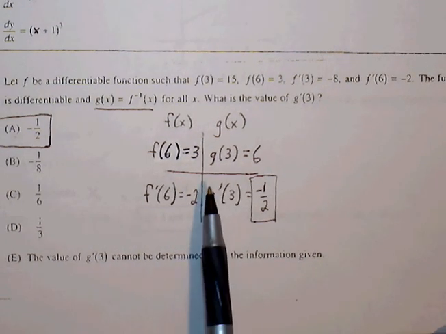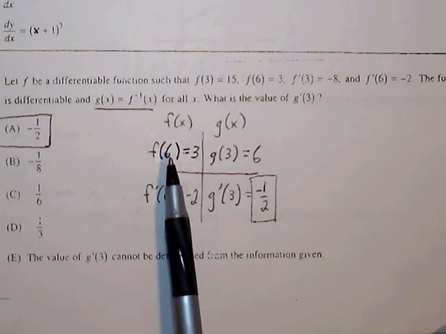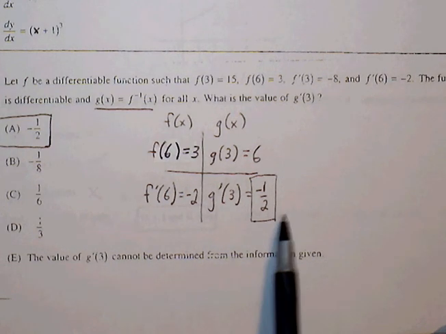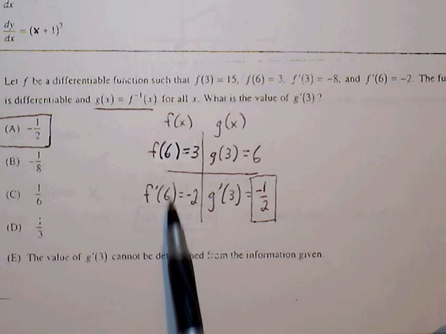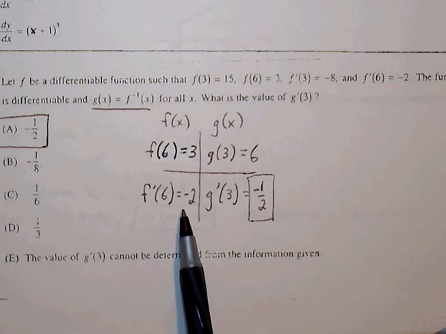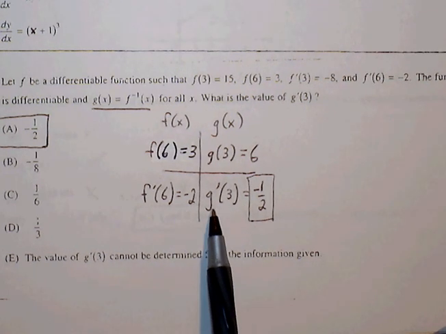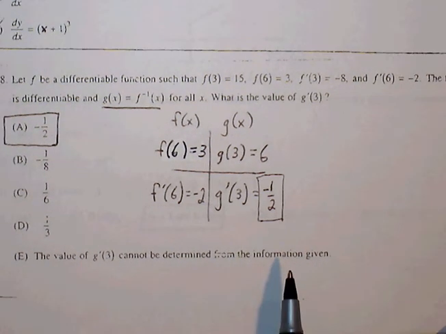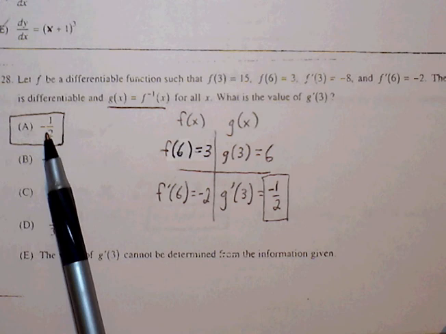We also know that at those corresponding points, their slopes are going to be reciprocals of each other. So f prime of 6 is equal to -2, which means g prime of 3 must equal the reciprocal of -2, which is -1/2. So therefore, g prime of 3 is equal to -1/2.